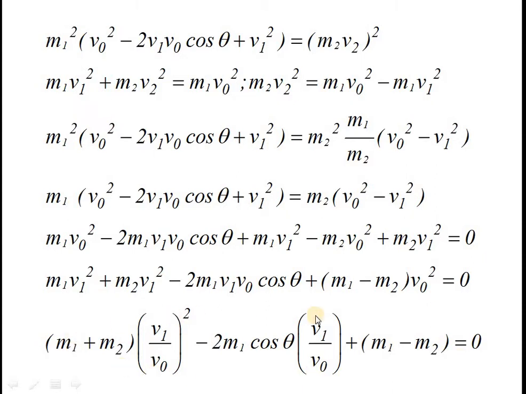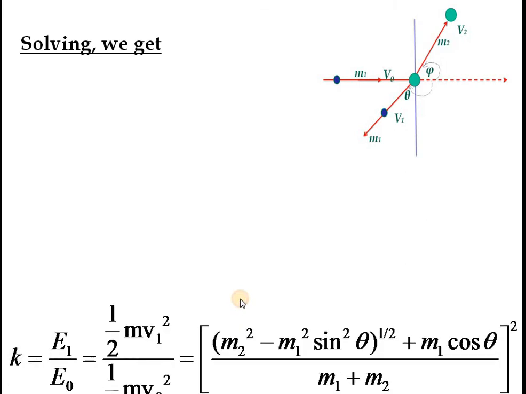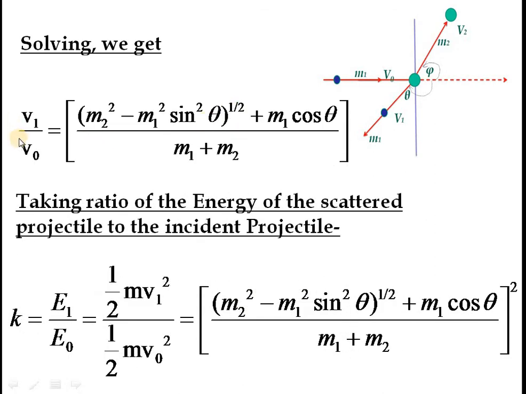It is now a quadratic equation in terms of v1 by v0. You have an a x square plus b x plus c form, where x is replaced with v1 by v0. Understand? A quadratic equation can be easily solved, there is a standard format. If you apply the standard format, you get the value of v1 by v0.